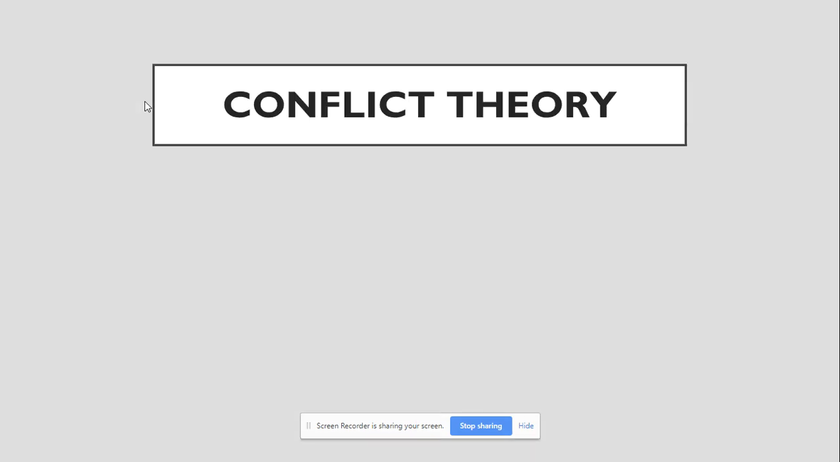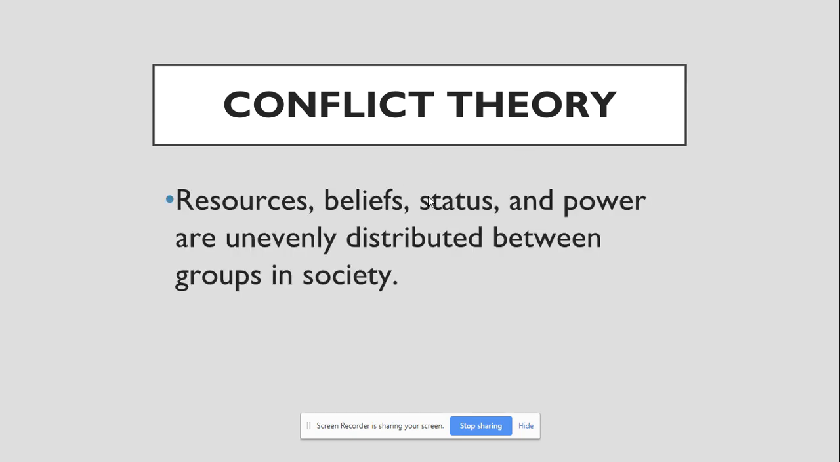And there's a theory, I think it's pretty old, called conflict theory. It's the why is there conflict and why is there violence? And it has a couple parts. And the idea is that all this stuff, resources, belief, status, and power, they're unevenly distributed. Some have a lot, some have a little, some have a little bit more. They're all uneven in society, right?